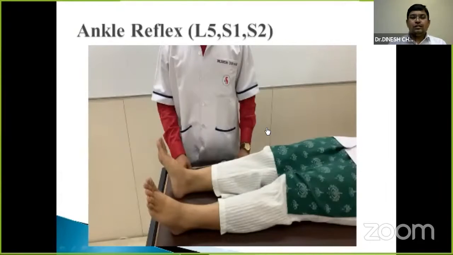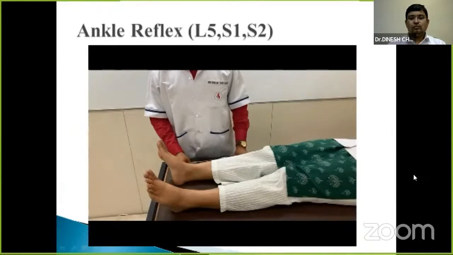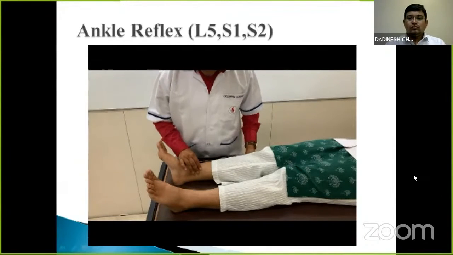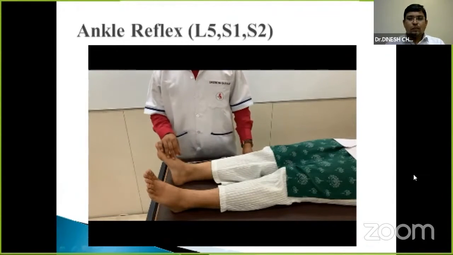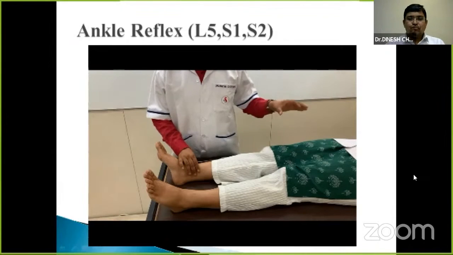So now we'll see the ankle reflexes. L5, S1, S2 is the root value. Now we'll examine the ankle reflex, which is a deep tendon reflex. The position for it is supine lying.